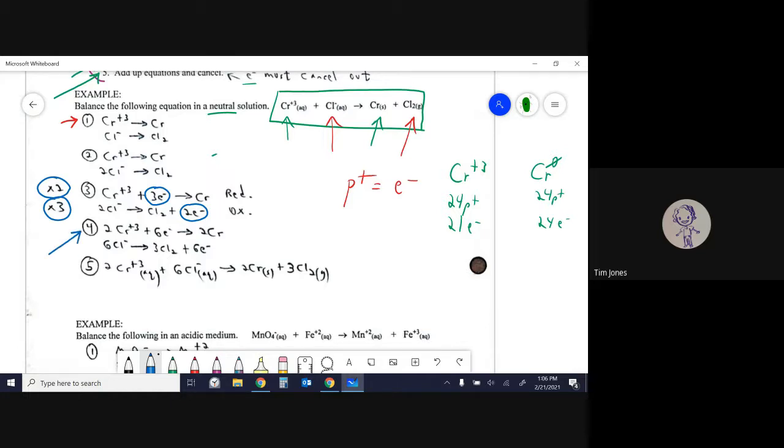And what I've done in step 4 is I've now gotten my electrons equal. I've got 6 here being gained and 6 here being lost. At this point, you're essentially done. You just check it, add everybody together.